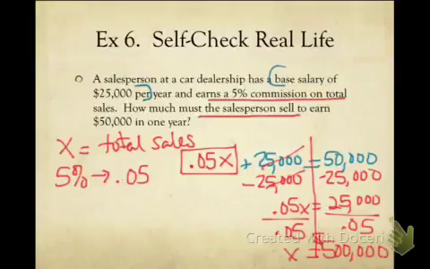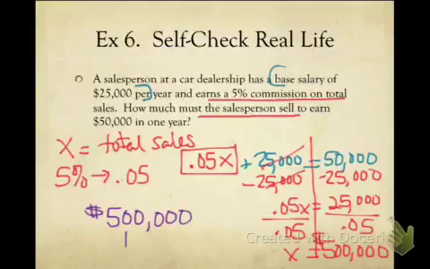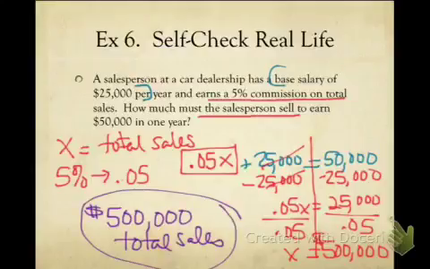So if X represents the total sales, that means the salesperson has to sell $500,000 in total sales in order for him or her to make $50,000 in 1 year.